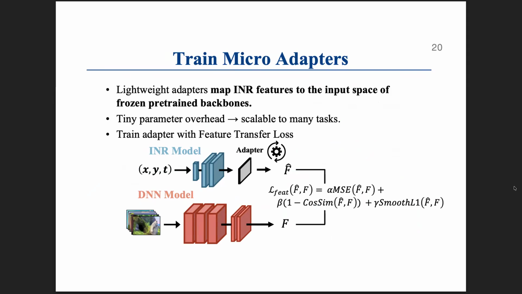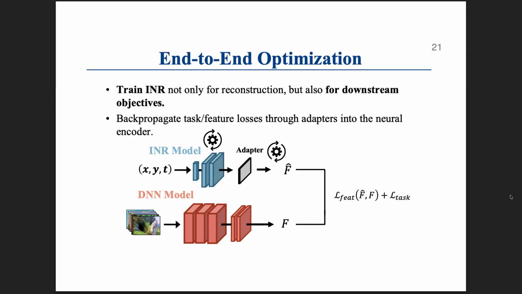After selecting the layer pair, NVP trains a micro adapter. The adapter maps INR features into the feature space expected by the frozen pre-trained backbone. It's lightweight, so adding new tasks only requires training small adapters rather than retraining the whole model. And also because the entire representation is neural, we can also perform end-to-end optimization.